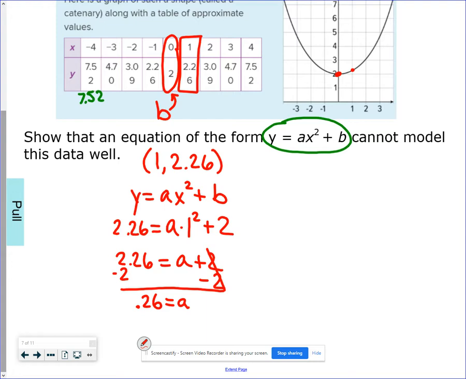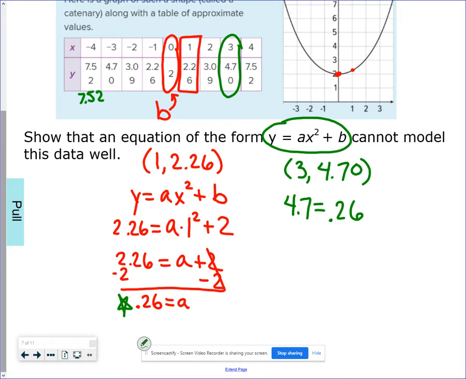Well, when I do this, let me pick another one of these. Let's jump over here to 3. So this ordered pair is 3 and 4.70, or really just 4.7 would be fine when we're doing our work. So let's substitute in the x for that and see if this actually works. And we'll put in the y also. So the y we're saying is 4.7. The a we got right here is 0.26.